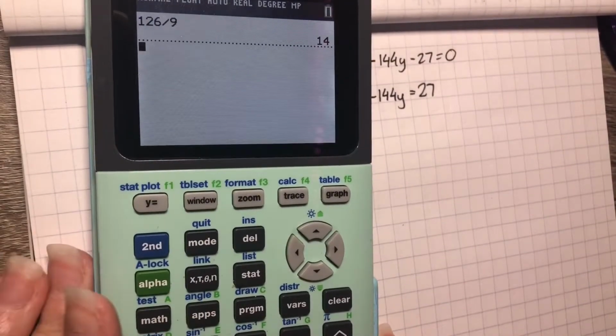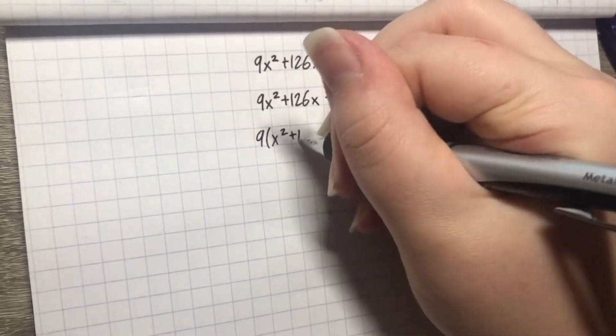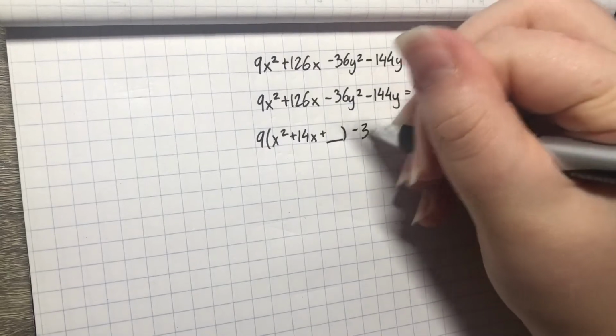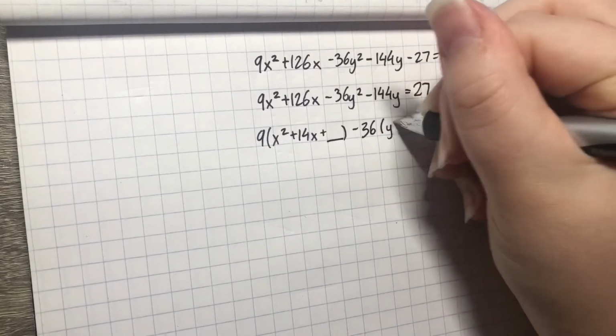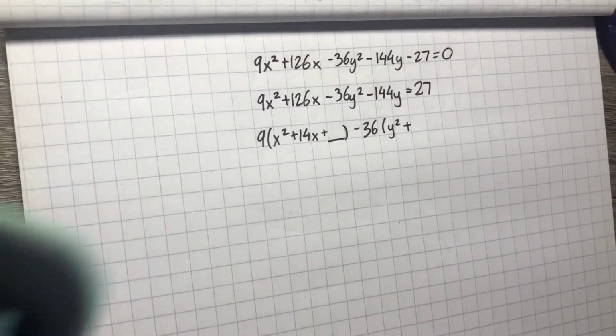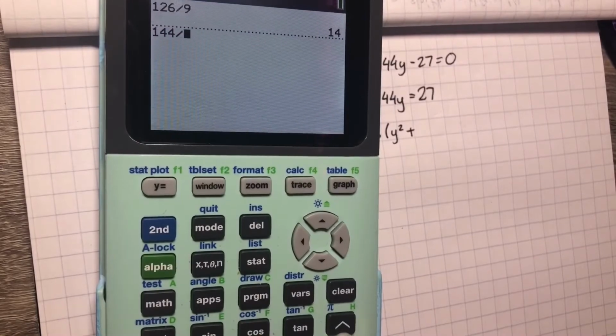And so right now I'm dividing 126 by 9 to find that 9 is the greatest factor here. And then right here I got that 36 is the greatest common factor here, and I'm going to be showing how I got that on my calculator right now with 144 divided by 36.